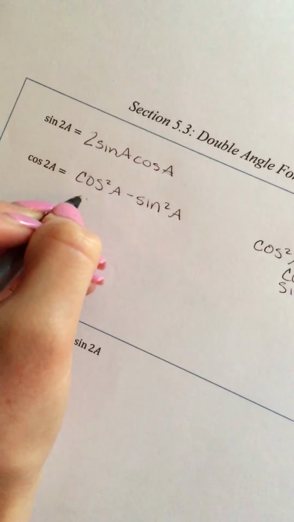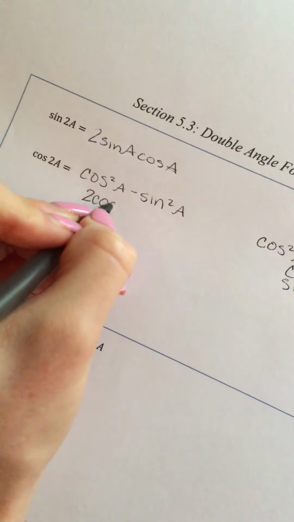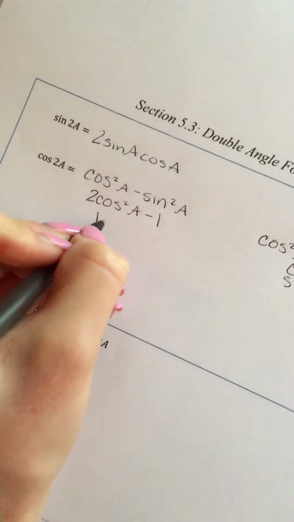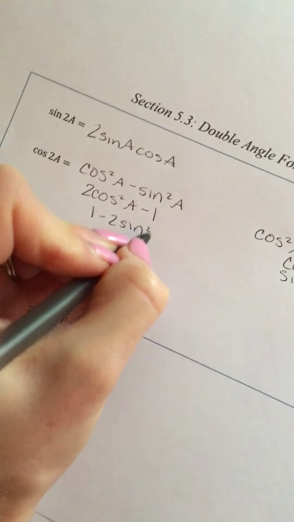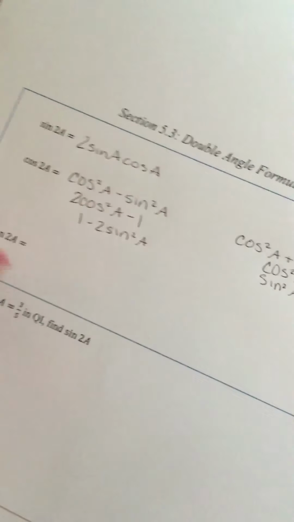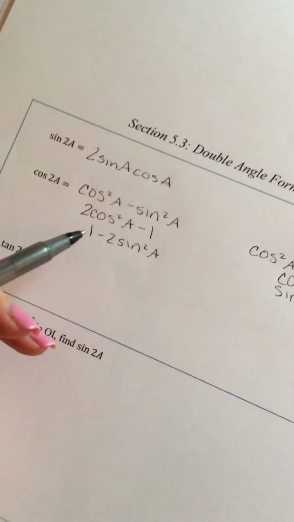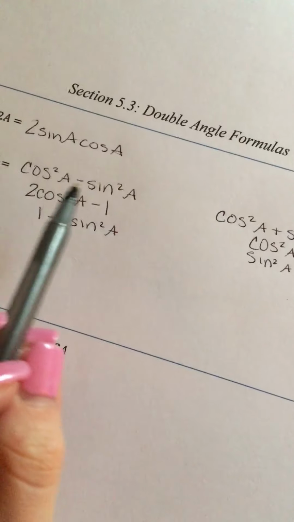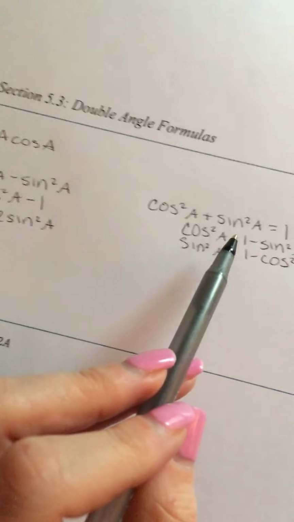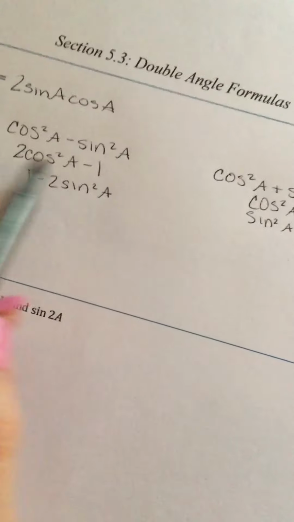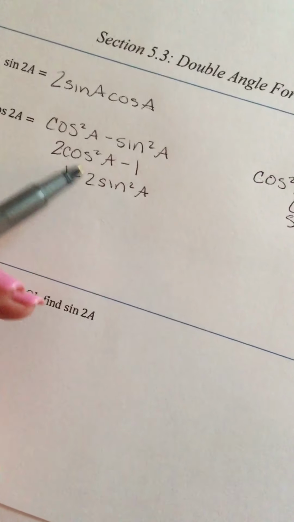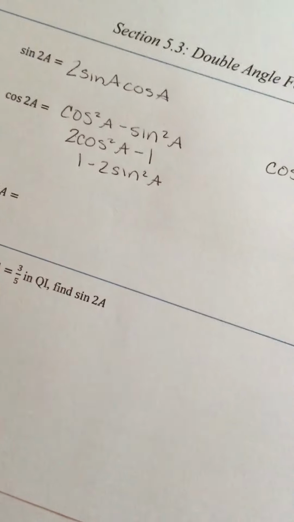So one other version looks like 2 cosine squared of A minus 1. And then the other one looks like 1 minus 2 sine squared of A. As an exercise for you guys, try to get these 2 from plugging in. So if I plugged in sine squared as 1 minus cosine squared, would I get 2 cosine squared of A? You should be able to get these 2 formulas hopefully pretty easily.